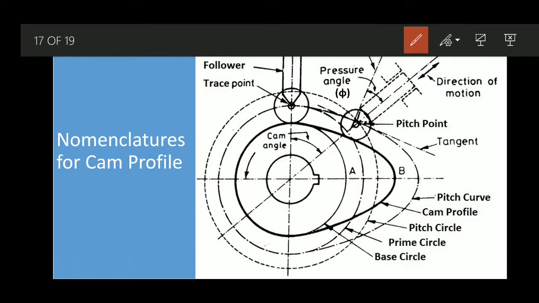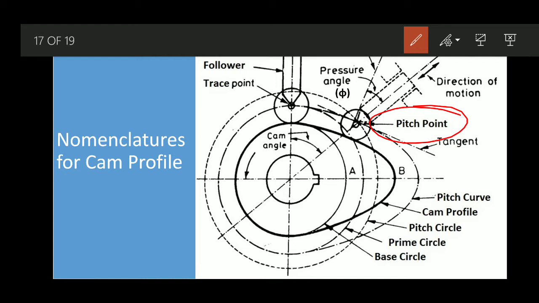Next, we'll be discussing the point known as the pitch point. So what is the pitch point? It is the point on the pitch curve of the cam having maximum pressure angle. We'll see what the pressure angle is, but with respect to the pitch curve, wherever we have the maximum pressure angle, that becomes the pitch point. We'll see what that is.